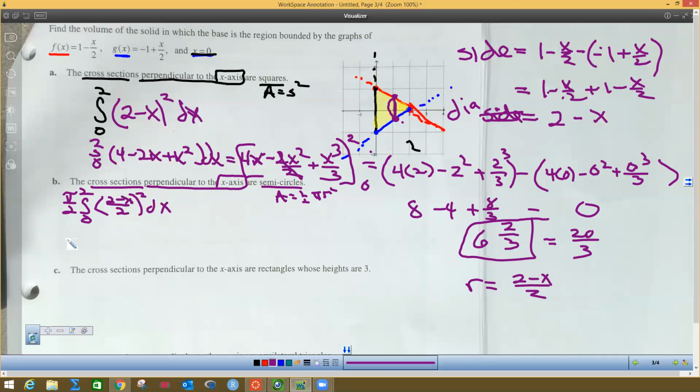Okay, so I'm going to square this thing. So I'm going to have pi over 2 again, integral 0 to 2. And when I square that top part, that's the same as this part. So on top, I got 4 minus 2x.